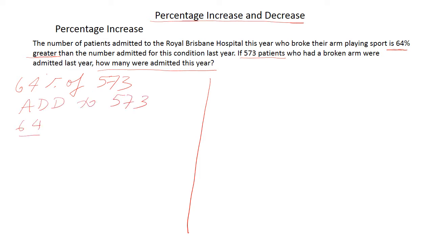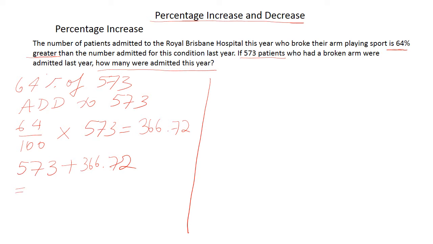So 64% of 573 equals 366.72. So 573 plus 366.72 equals 939.72. But this is the number of patients admitted, so we're going to round it to the closest whole number. So that's going to equal 940 patients. So that's method one.